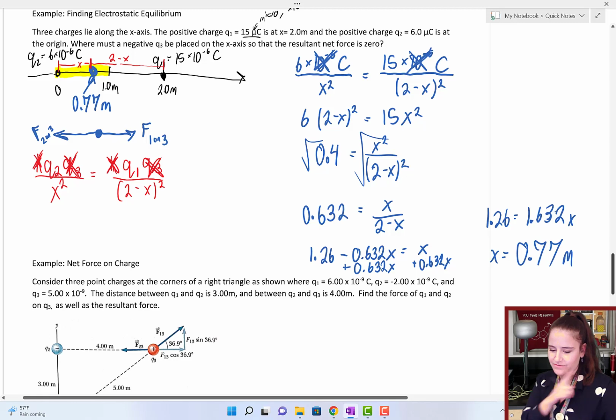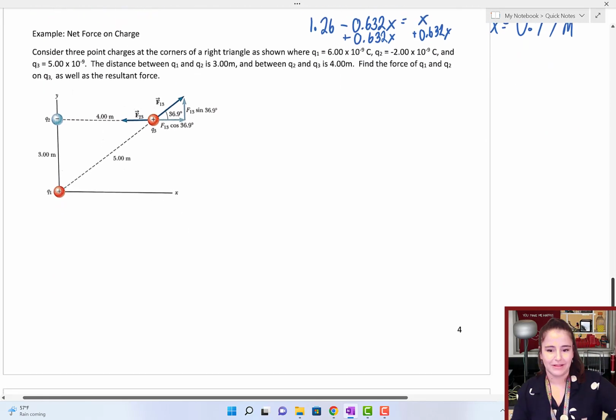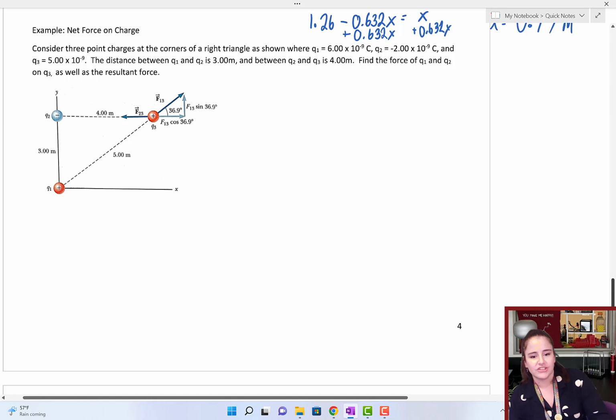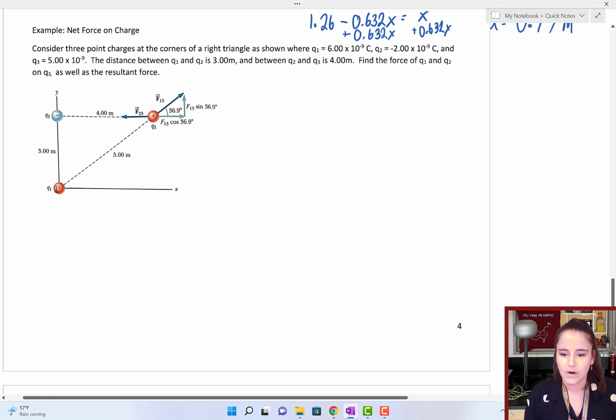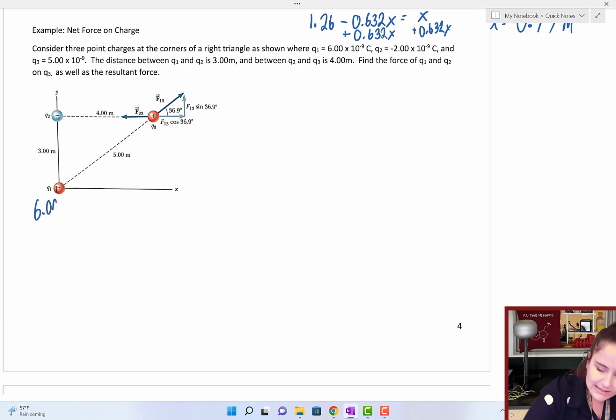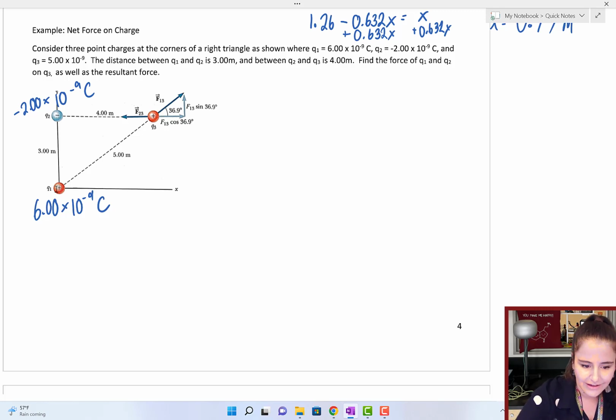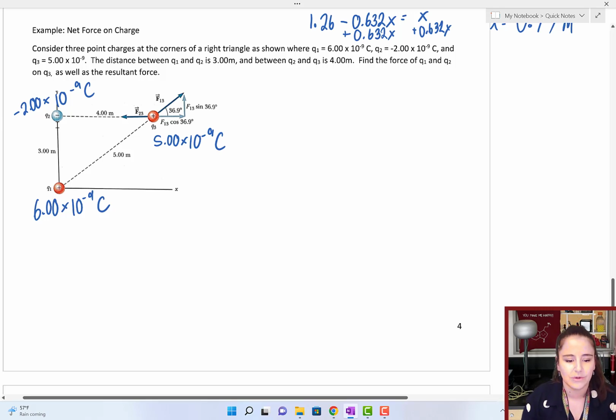Okay, cool. Now for the trigonometry problem. Consider 3 point charges at the corners of the right triangle as shown, where Q1 is 6 times 10 to the negative 9 coulombs, Q2 is negative 2 times 10 to the negative 9 coulombs, and Q3 is 5 times 10 to the negative 9 coulombs. The distance between Q1 and Q3 is 3 meters, and between Q3 and Q2 is 4 meters. We're going to find the force of 1 on 3, the force of 2 on 3, as well as the resultant force.